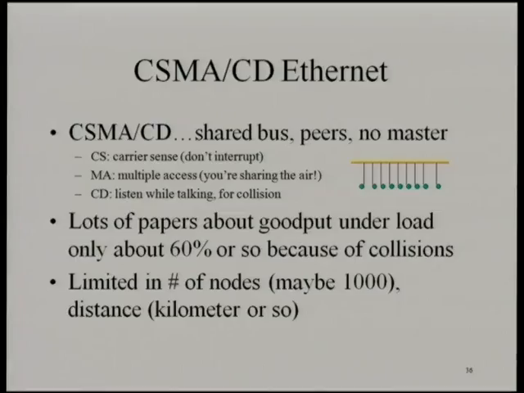There's lots of perfectly valid academic papers about how under load you can only get like 60% of useful throughput because of all the collisions, and it's limited in terms of the number of nodes, like maybe 1,000. But even though those are perfectly valid papers, I see people still confused today that it has something to do with Ethernet, but it has nothing to do with today's Ethernet because we don't do CSMA/CD. It hasn't been that way for years.